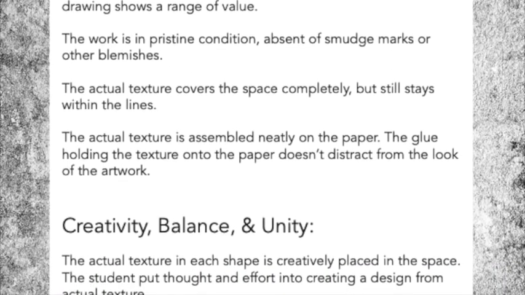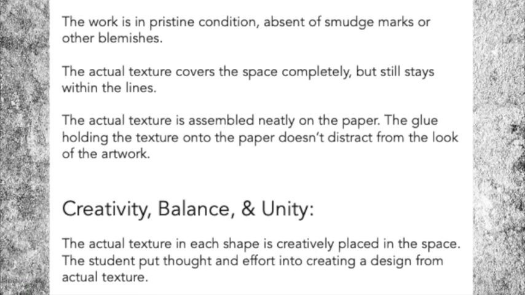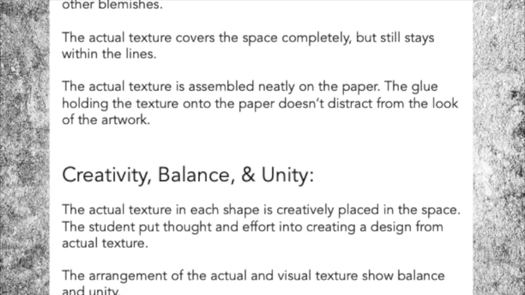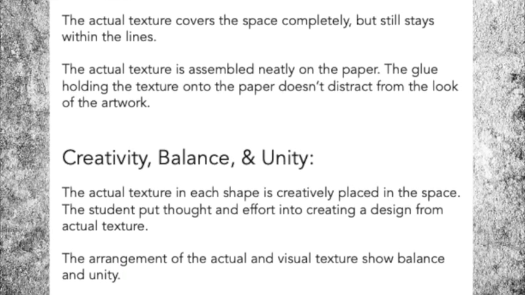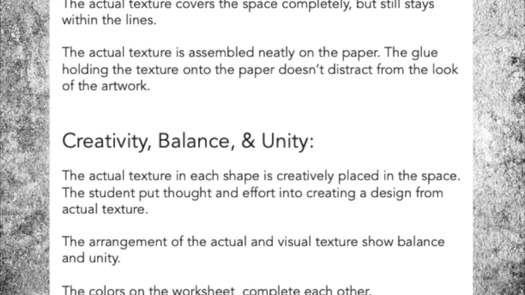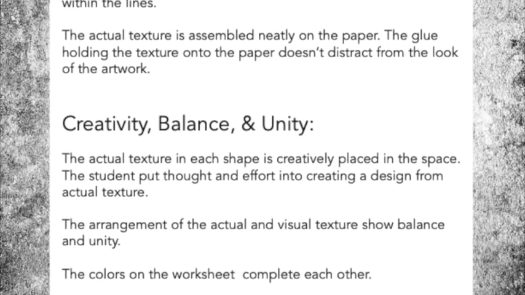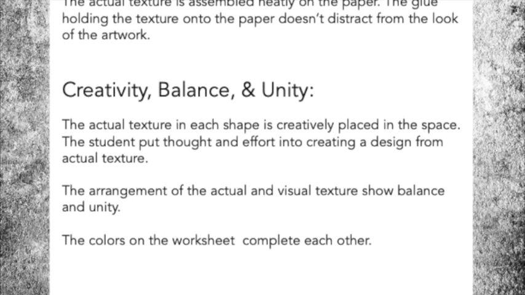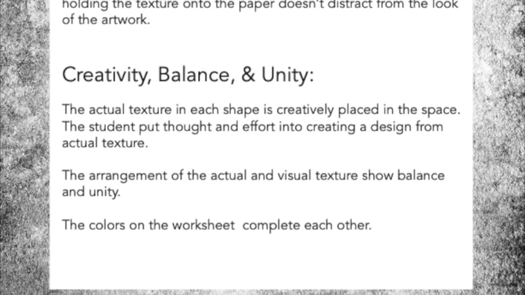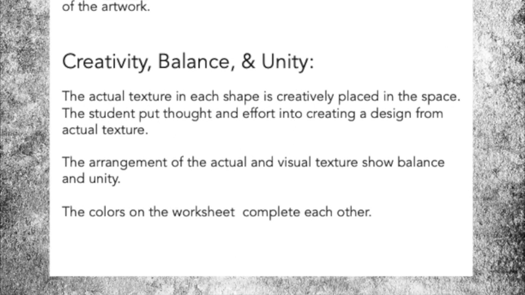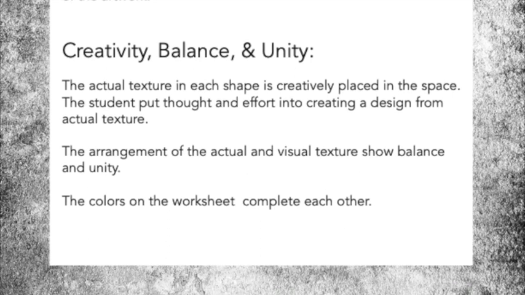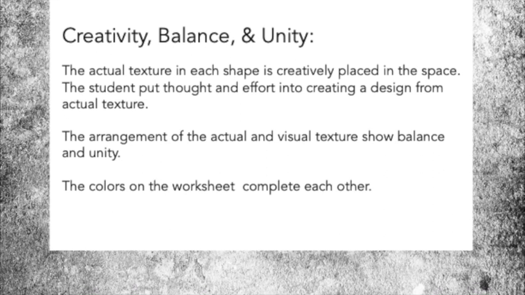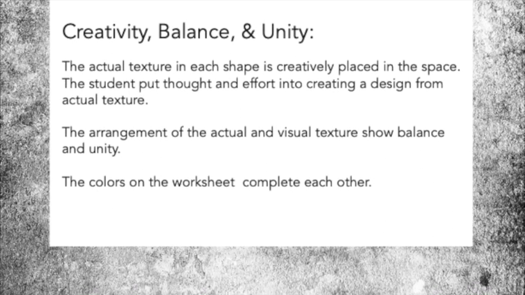The actual texture is assembled neatly on the paper. The glue holding the texture onto the paper does not distract from the look of the artwork. The actual texture in each shape is creatively placed on the space. The student put thought and effort into creating a design from actual texture. The arrangement of the actual and visual texture shows balance and unity. And the very last thing is that colors on the worksheet complement each other. So I would only choose 2, maybe 3 colors at the most to repeat over and over again.